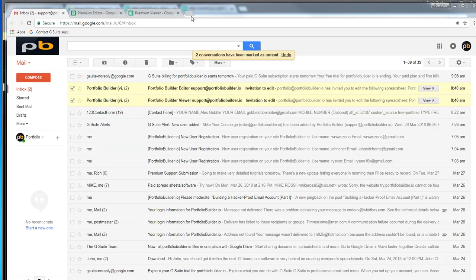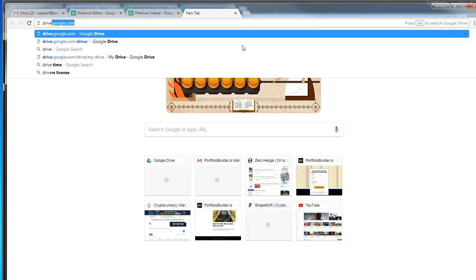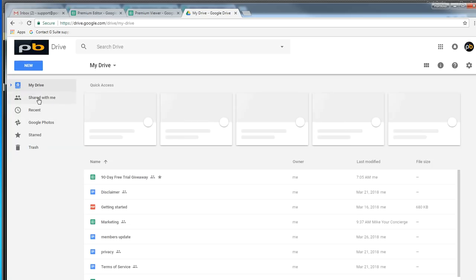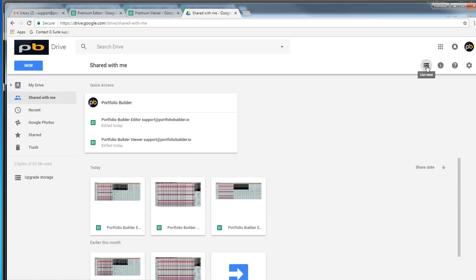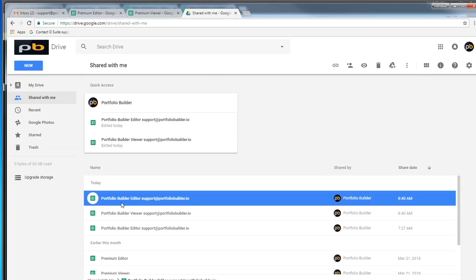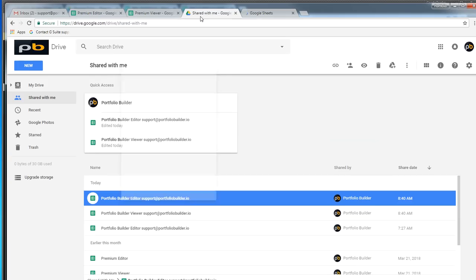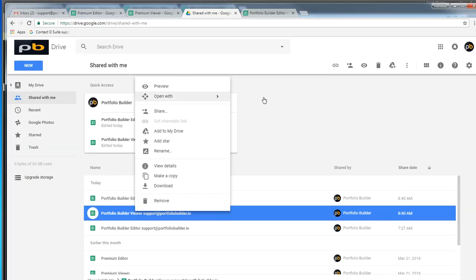If you have trouble locating the email, sometimes they don't show up. Here is the simple way to find it. Go to drive.google, click on Shared with Me, click on the grid. You want to show the grid and then organize by share date. And you can see here are my 2 files. Right click, open with Google Sheets.